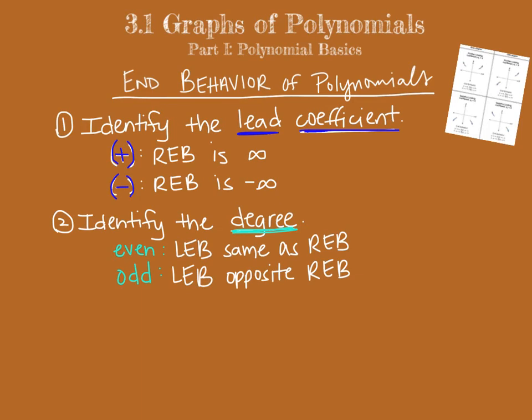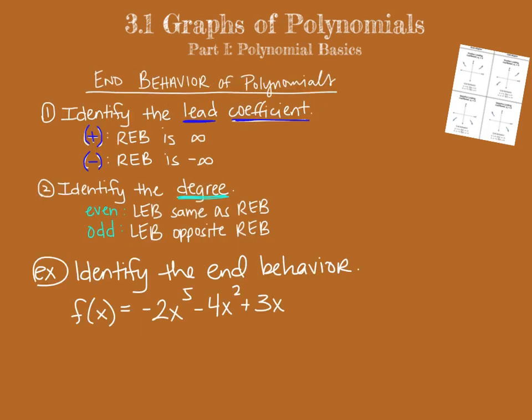Let's do an example. Let's say we want to identify the end behavior of this polynomial here. The first thing we need to do is identify the lead coefficient and the degree. Then we can identify what the end behavior is. So let's find the leading coefficient. It's in standard form, so these are not too hard to find. Our leading coefficient is -2, and our degree is 5. Now we should be able to find the right and left end behavior.